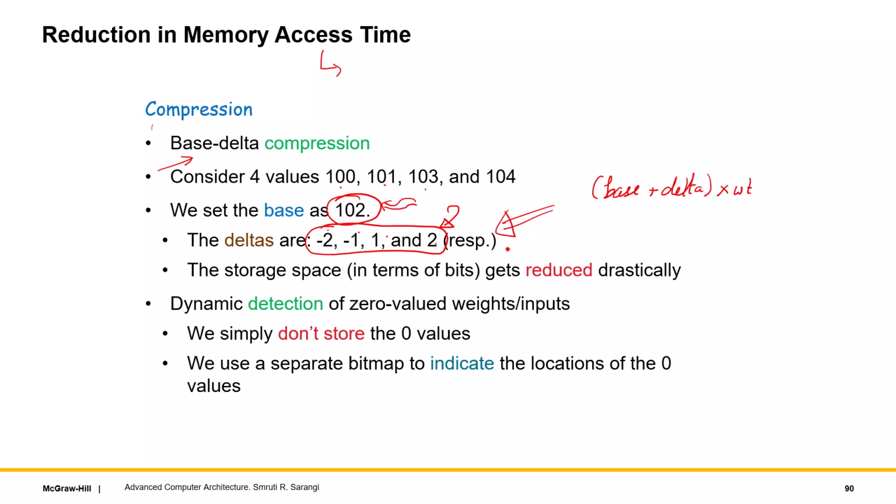Furthermore, along with this compression, we can dynamically detect if there are zero valued weights or inputs. Needless to say, we will not do any multiplications and we will not even store the zero values, but we will have some sort of a bit vector, bit map, or bit matrix to indicate which locations are zero, such that they are not even fetched.